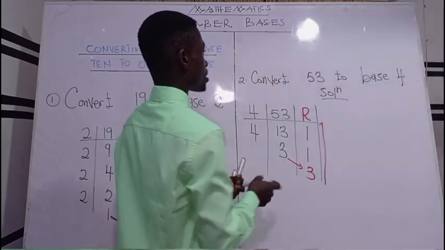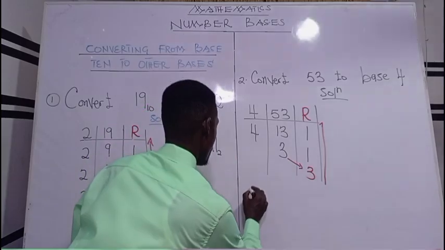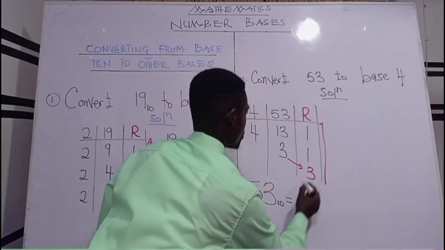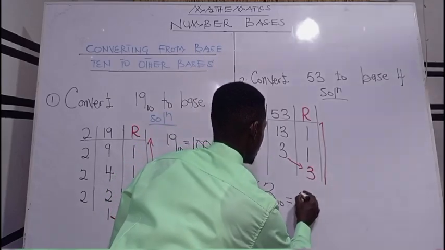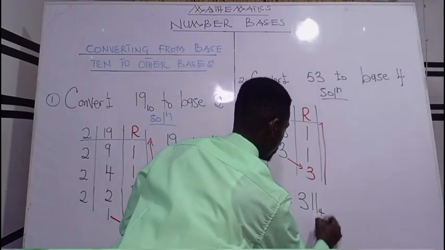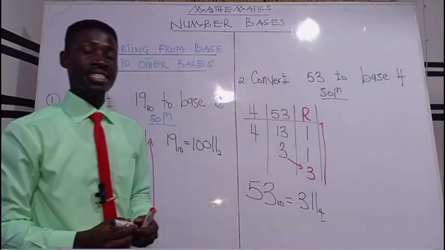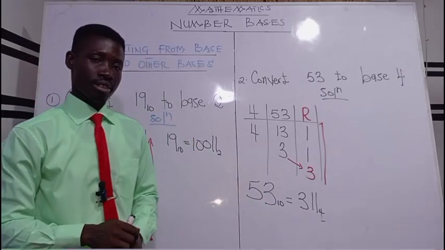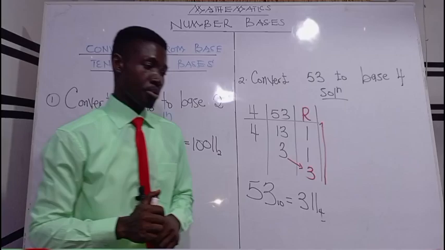So we can say that 53 base 10 is equal to 311 base 4. Isn't it very easy? Very, very easy. I guess you had this very answer. Let's take our next example.